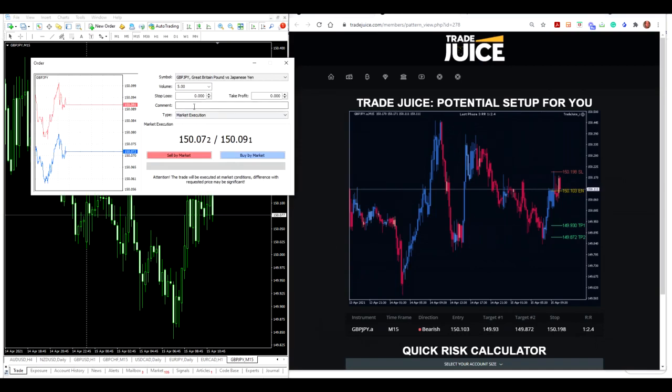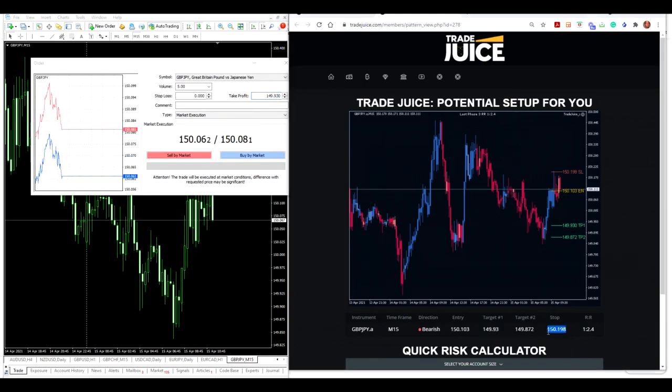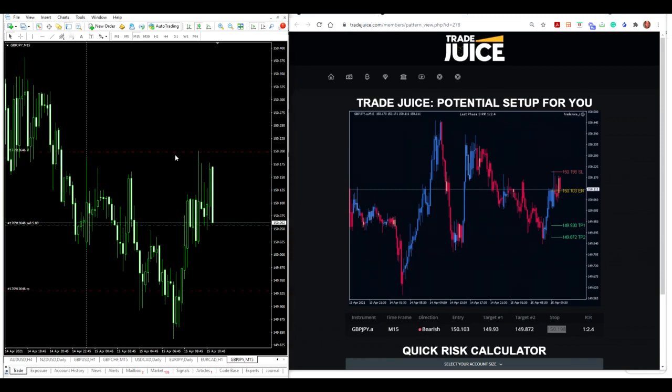So I'm going to enter a market execution order now. I'm going to set my target, and I'm going to select my stop. Go bearish. Got in here. Stop is set up here. Take profit target is here, as indicated on the trade platform. So I'll be back to keep you posted on developments here.